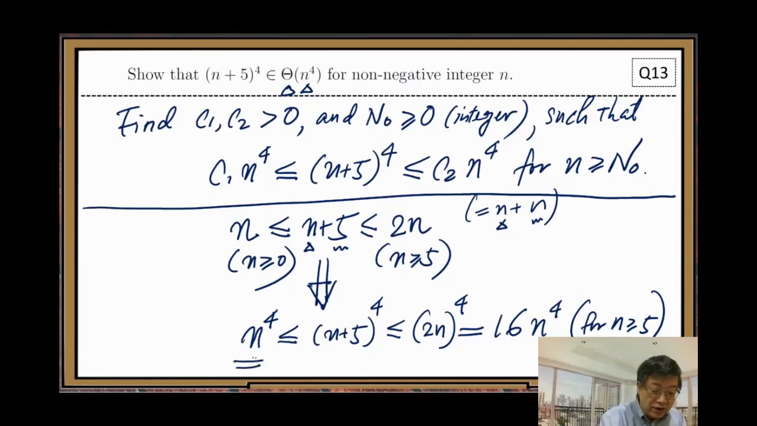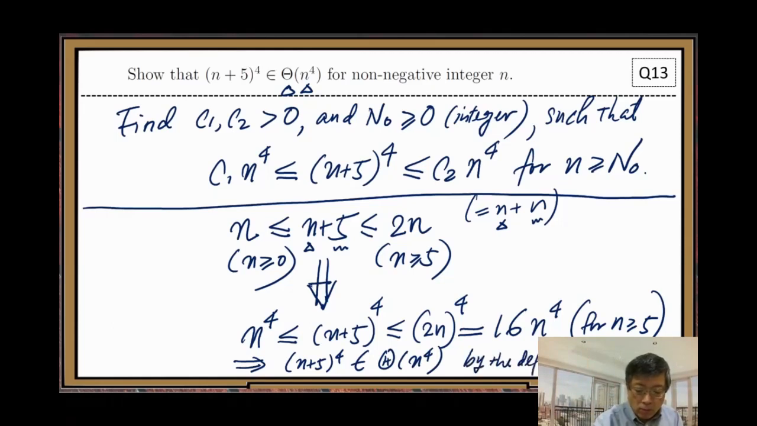Then by the definition, we have the conclusion: (n plus 5) to the 4th belongs to big theta of n to the fourth. That's by the big theta definition, right? So we complete the proof. That's the recommended way to do the proof for a question like this.